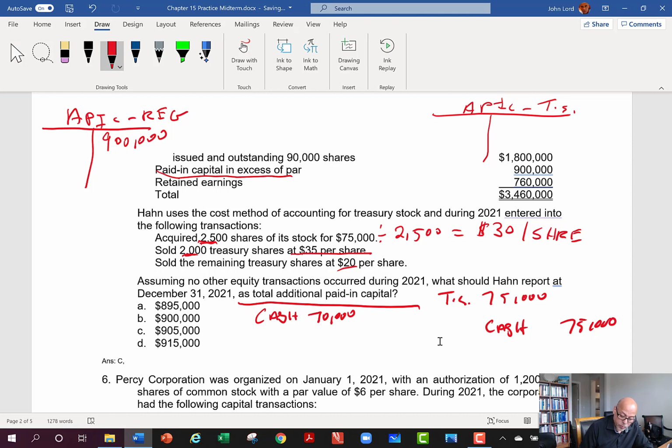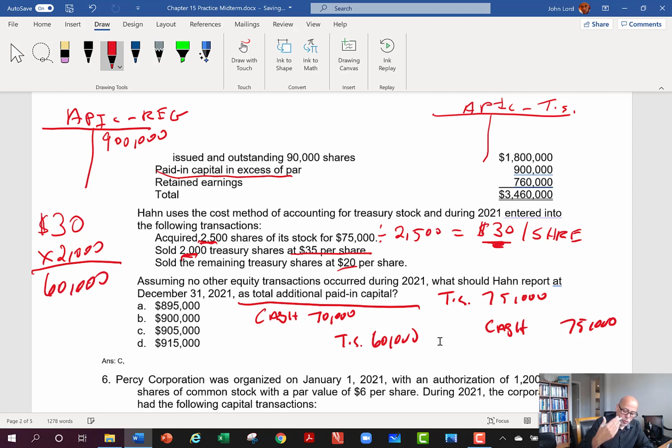So since I reacquired them for what? $30 per share. $30 per share times 2,000 means the treasury stock is going to get credited for $60,000. I'm sorry, $30. Let's just write that down. $30, the original reacquisition price, right? The acquisition price on the treasury stock times the 2,000 shares is where I'm getting that 60,000.